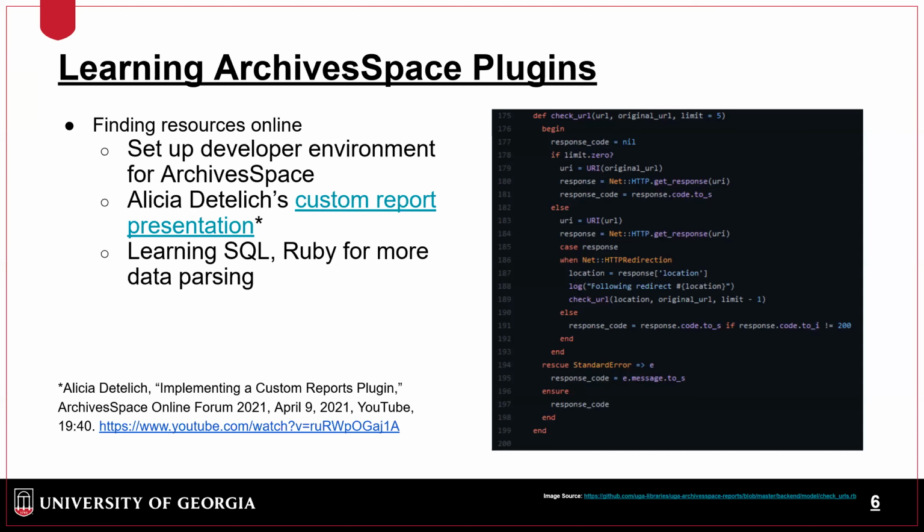And this is where Alicia Dedelich's custom report presentation from the previous ArchivesSpace Online Forum last year was incredibly helpful. She basically outlined a template of how a custom report plugin should be structured and how the specific MySQL query that queries the ArchivesSpace database works and returns the data, so that you can then either publish that straight to a report, or like I needed to do, use a little bit of Ruby and some other stuff to parse out any URLs and clean it up.